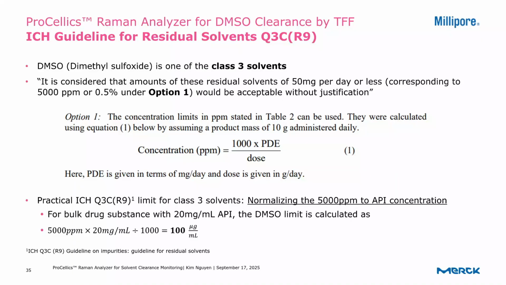To calculate the practical limit, we normalize 5,000 ppm to the API concentration. For example, if the drug substance has 20 mg per mL API, the practical DMSO limit is calculated as 5,000 ppm multiplied by 20 mg per mL divided by a conversion factor of 1,000, which gives you a concentration of 100 microgram per mL.